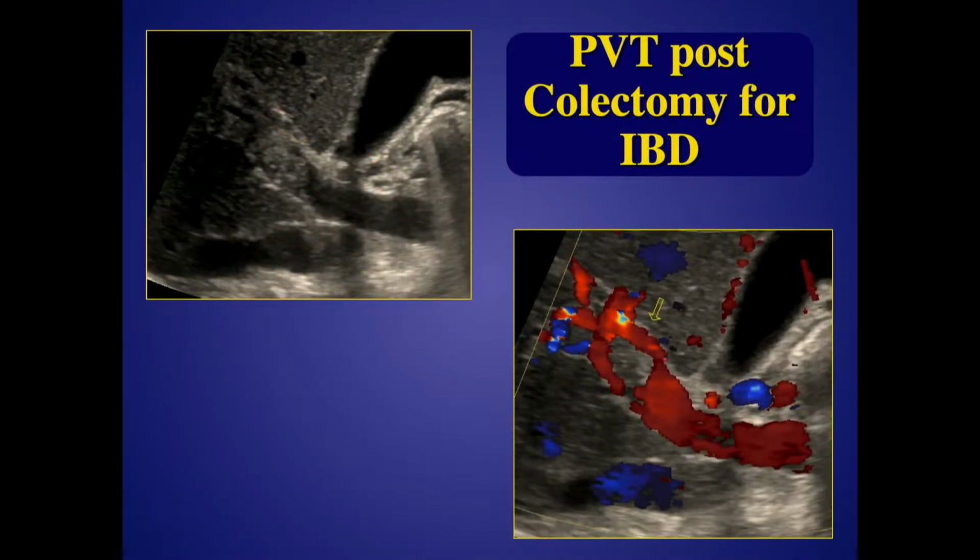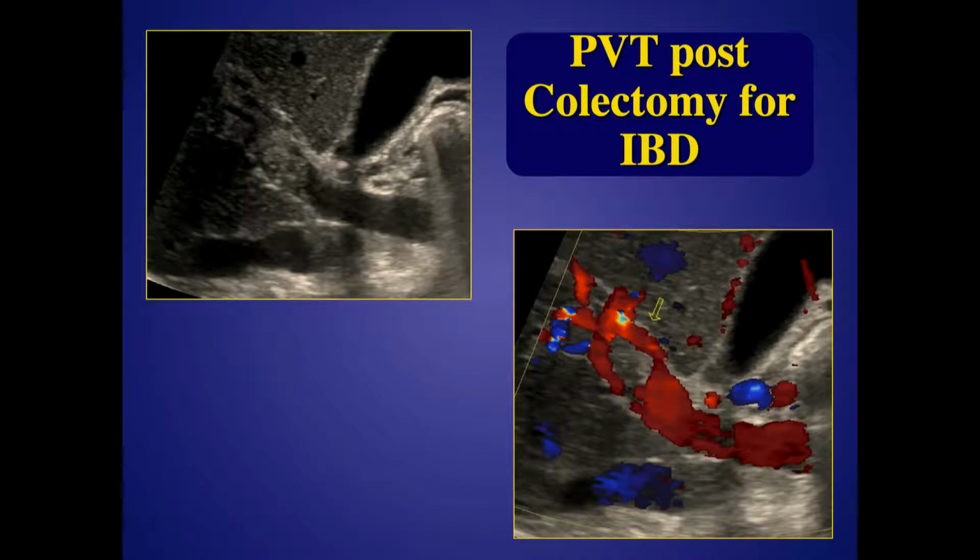And sometimes we can just see areas that are not completely recanalized. Here's a patient that has a history of inflammatory bowel disease, had colectomy, and we're assessing for portal vein thrombosis because of the liver function abnormalities. And you can see here there's residual thrombus in the portal vein. The color Doppler showing it very well.